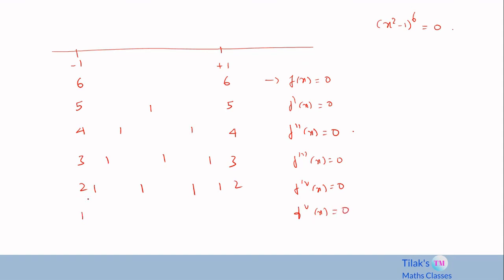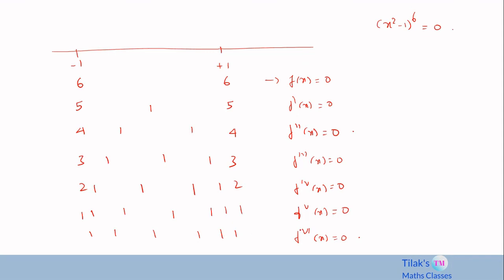Now, fifth derivative equated to 0. So, 1 root here between these two, 1 between these two, 1 between these two, 1 and here. And finally, if we take the sixth derivative of the function equated to 0, between these two there will be a root here, between these two 1, between these two here, and between these two here. So, you can see that 1, 2, 3, 4, 5, 6.